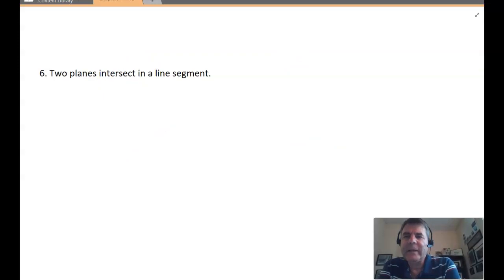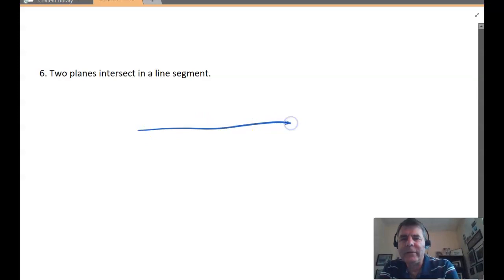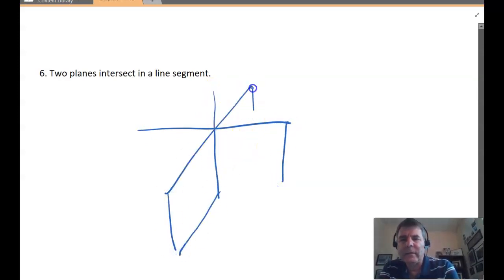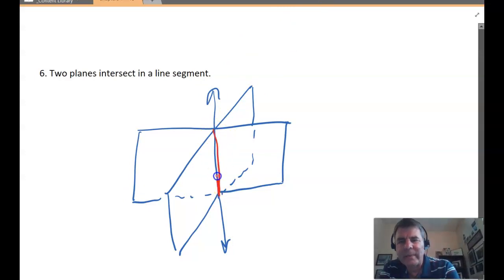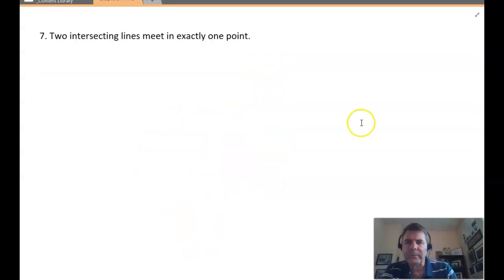True or false? Two planes intersect in a line segment. This is kind of a tricky question, okay? Because remember, if we go back to our picture here, where we had these two planes, okay, it looks like they intersect in a line. That's true, but do they intersect in a line segment? Remember that a segment has endpoints. Since the planes go on forever, their intersection goes on forever. So this is false.